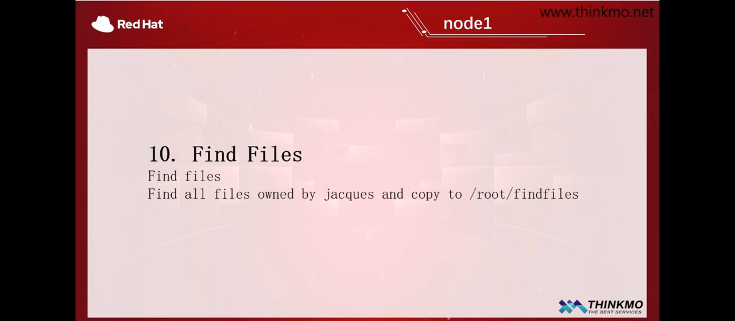Hello everyone. Today we will continue to look at the Red Hat System Administrator Certification question bank. Next, let's look at question 10.